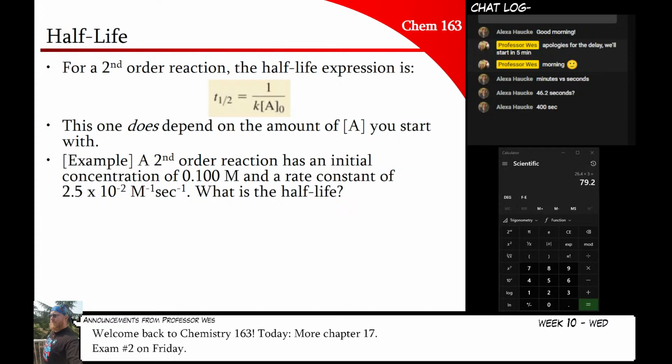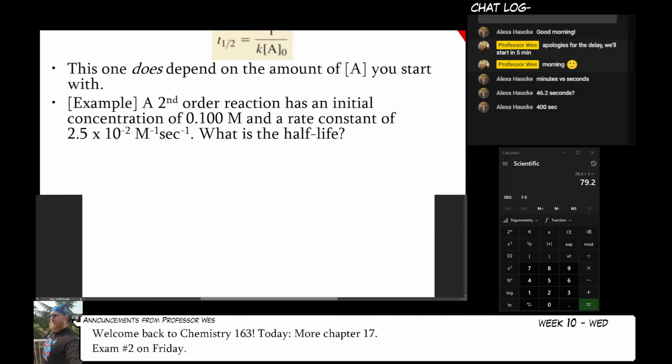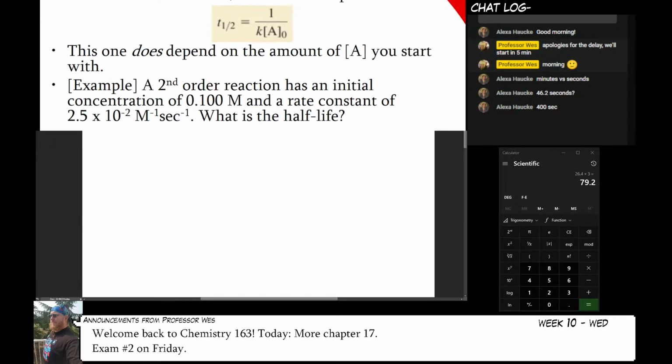All right, so same deal here as before. We're just going to use a different formula. We just set this up real quick. There we go.